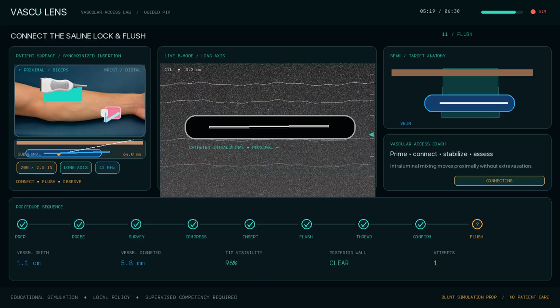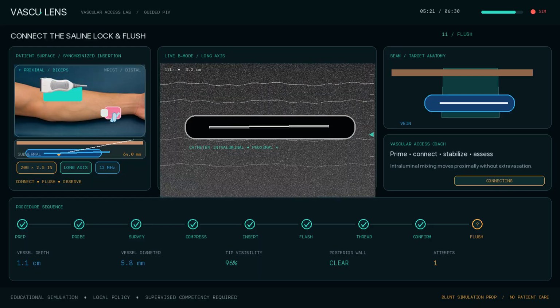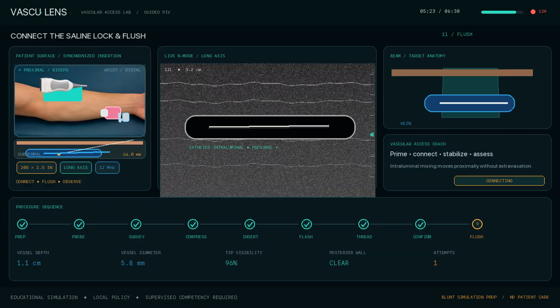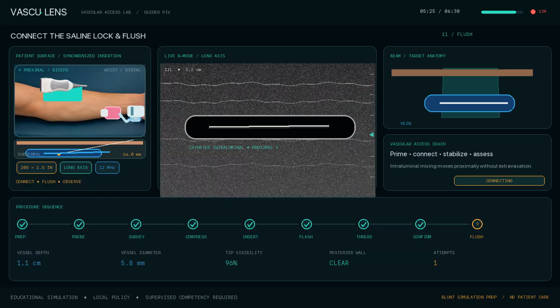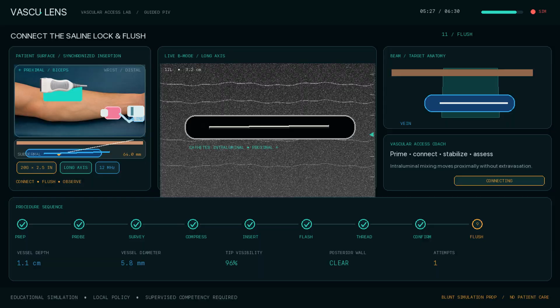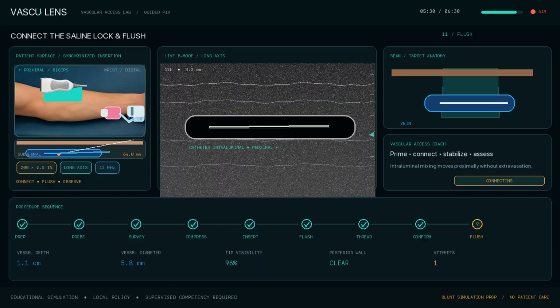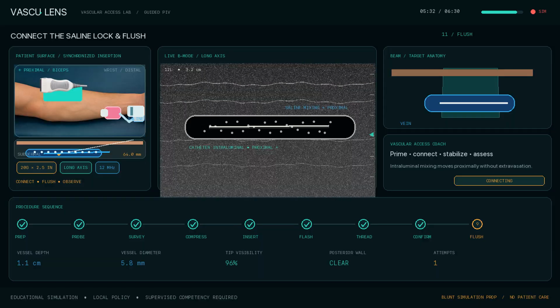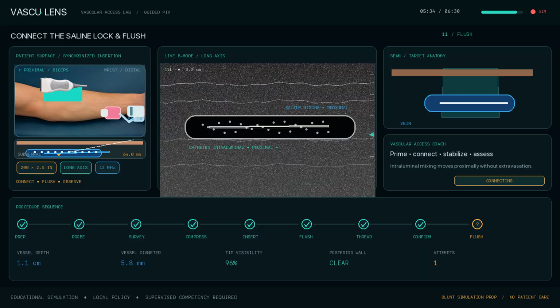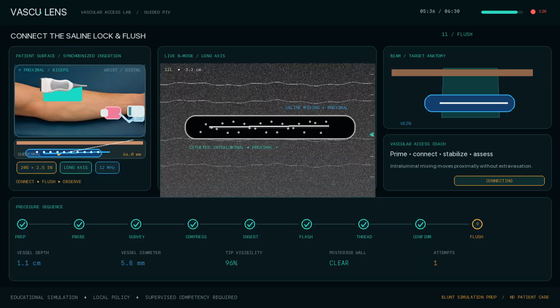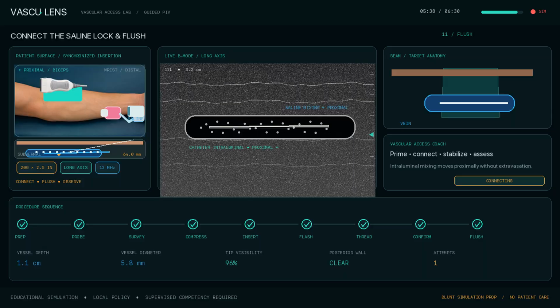Connect a primed extension set and needleless saline lock connector using aseptic technique. Stabilize the hub so the catheter is not pulled back. Flush according to local policy while observing the patient and the site. On the arm view, the syringe plunger advances through the connected saline lock. On ultrasound, a brief stream of intraluminal echoes and mixing moves proximally through the vein.